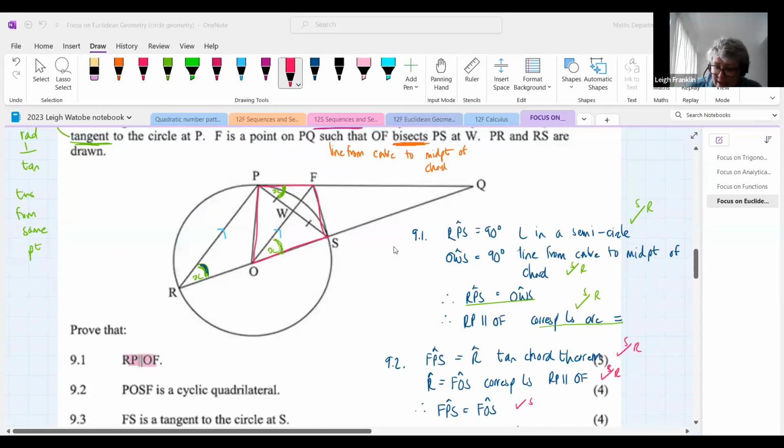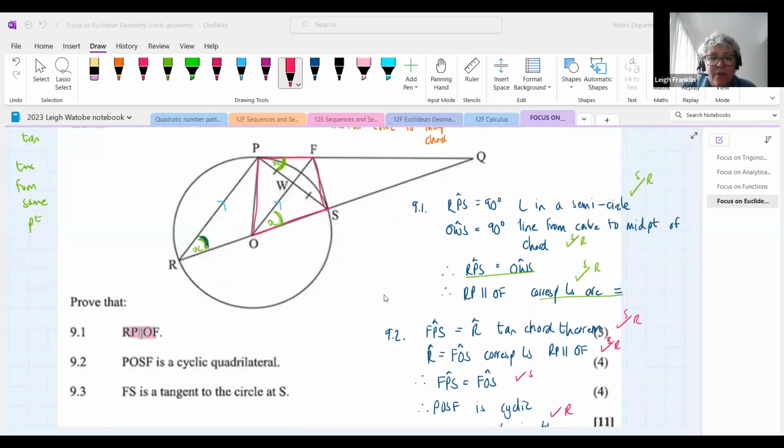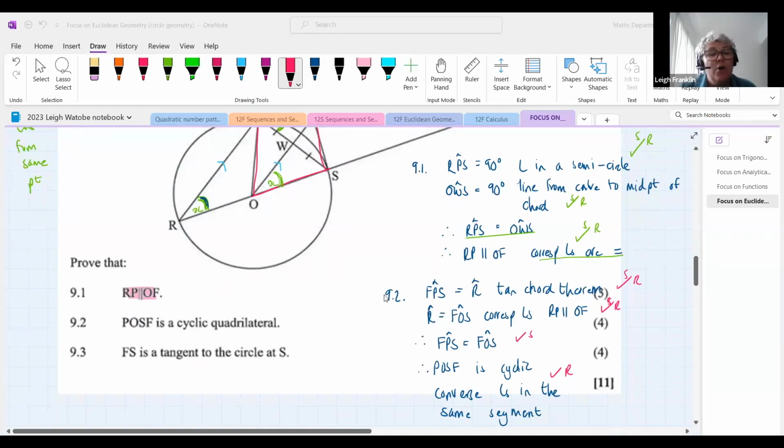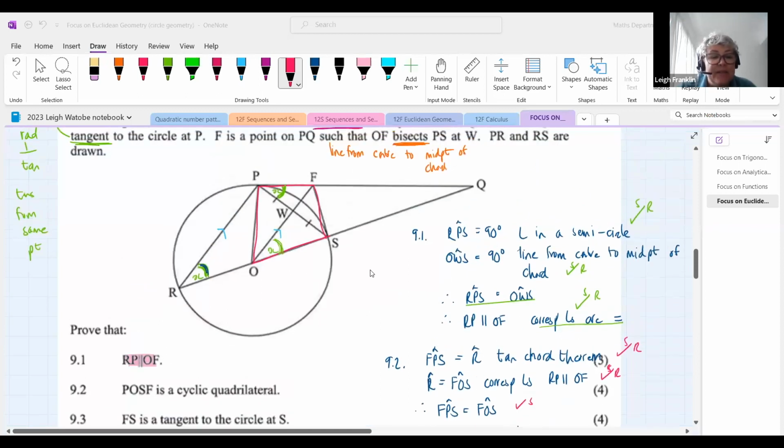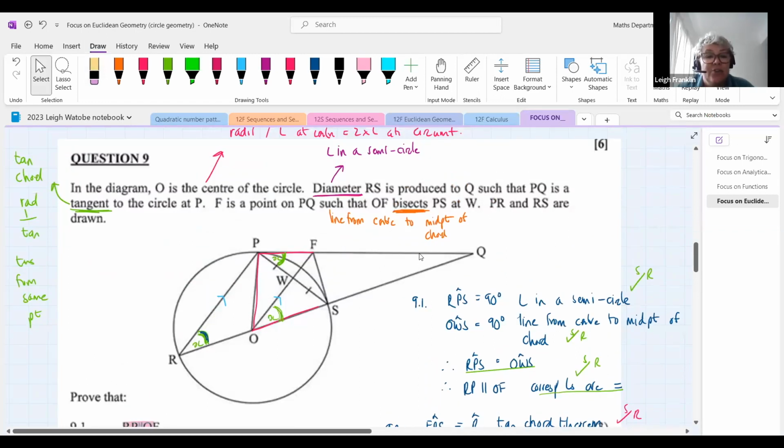You see, as you get to understand this section more and more, it becomes easier and easier to see these things as time goes on. It's like with anything, the more you practice it, the easier it becomes. Okay, so they want us to prove that FS is a tangent to the circle at S. If we just go back, remember they did tell us in the beginning that line FS is a tangent. Can you see it's touching the circle there at S, but we don't know that it is a tangent.